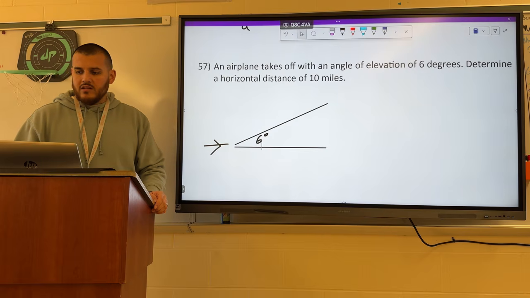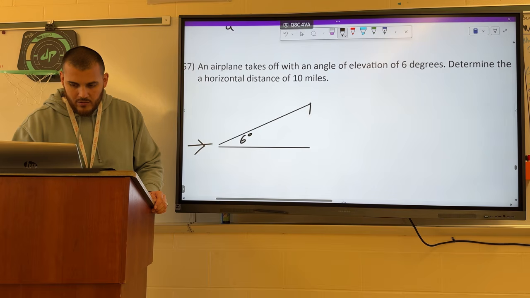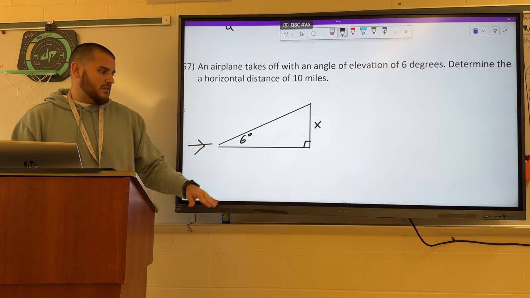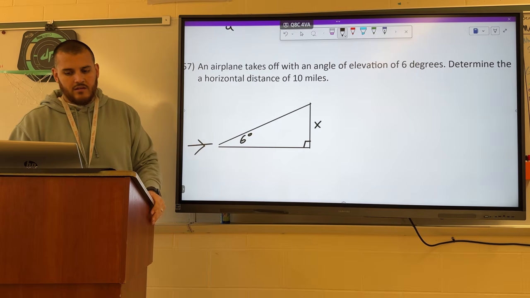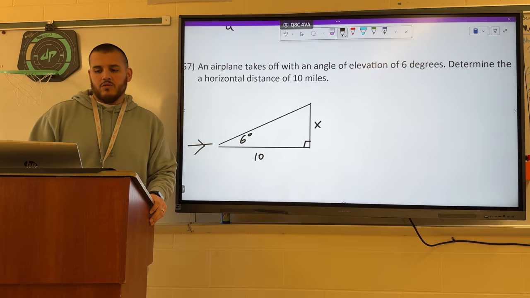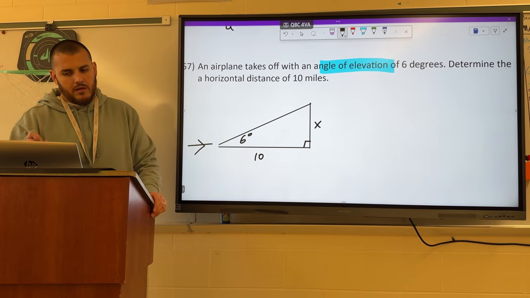And we're asked here, determine the altitude of the plane. So that would be how tall or how high it is in the sky, okay, after a horizontal distance of 10 miles. So this is representing our horizontal distance, the distance on the ground of 10 miles. So we can calculate this as a trigonometry problem, okay? Anytime you see angle of elevation or angle of depression, you do trigonometry to solve that.